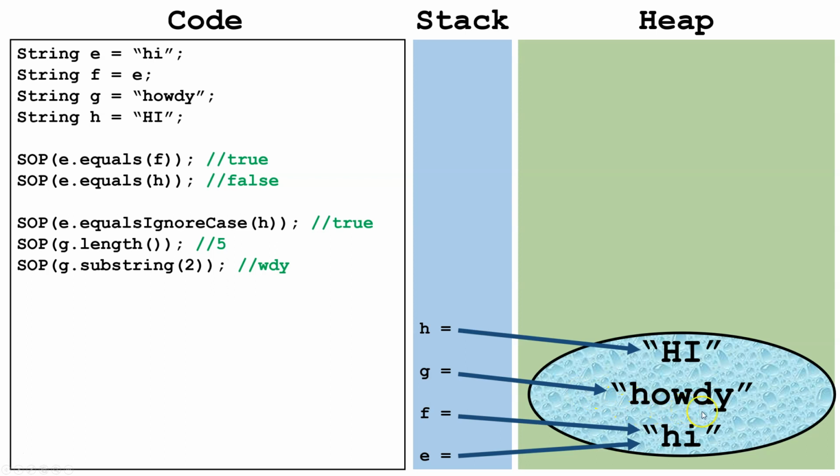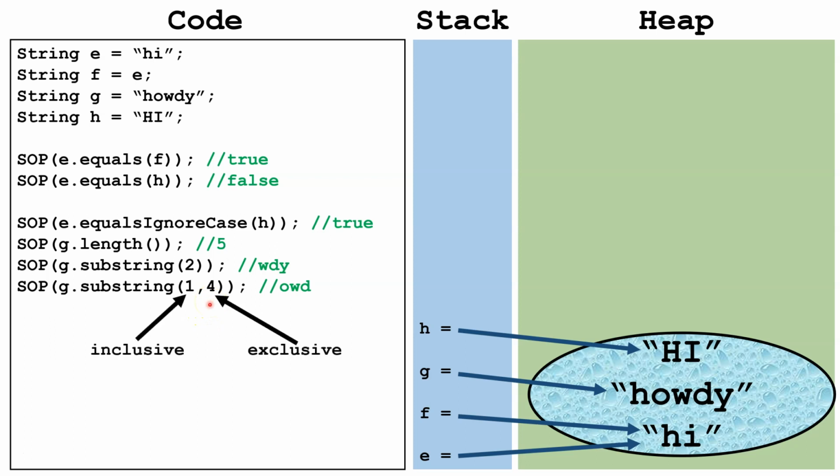It starts at 2 and goes to the end, so it returns a substring wdy. There's a second version of the substring method that has two parameters, so we need to provide it with two arguments. In this case, the first argument is where we want to start, and the second one is where we want to stop. However, you must be very careful because the first index is inclusive while the second one is exclusive. So we will start at index 1, but we will end 1 before index 4. So we see g substring, index 1, 2, 3. It does not include index 4.